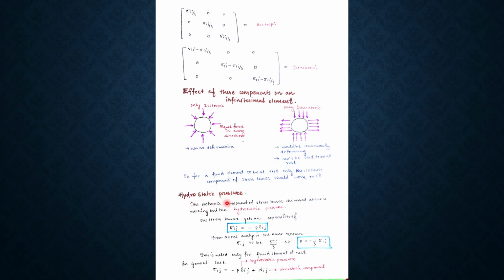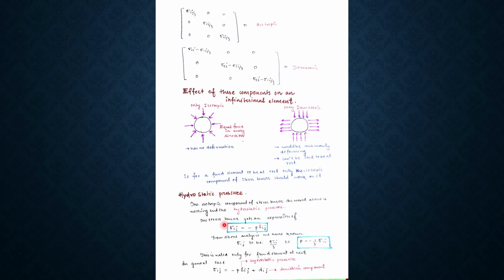And another thing is, the isotropic component of the stress tensor that I discussed just above is nothing but the hydrostatic pressure that we know. And the stress tensor gets an expression of sigma ij equals P delta ij. Delta ij I had previously talked about, it is the Kronecker delta. And from the above analysis, we have known that the isotropic stress tensor is sigma ii by 3, this matrix over here. And this is the expression that we get from the hydrostatic pressure. So we can confidently say that P is nothing but minus 1 by 3 sigma ii.